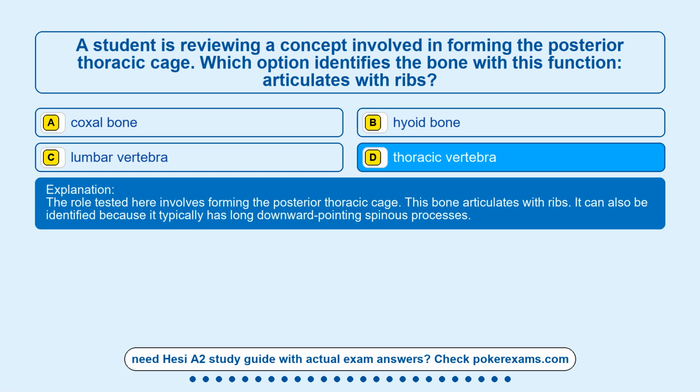The role tested here involves forming the posterior thoracic cage. This bone articulates with ribs. It can also be identified because it typically has long downward-pointing spinous processes.